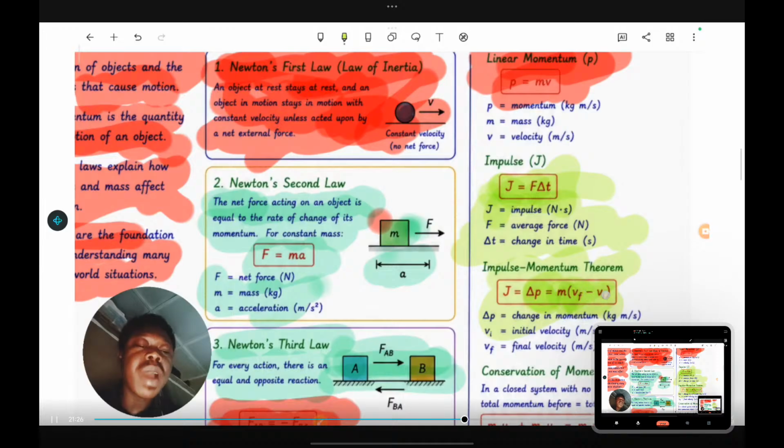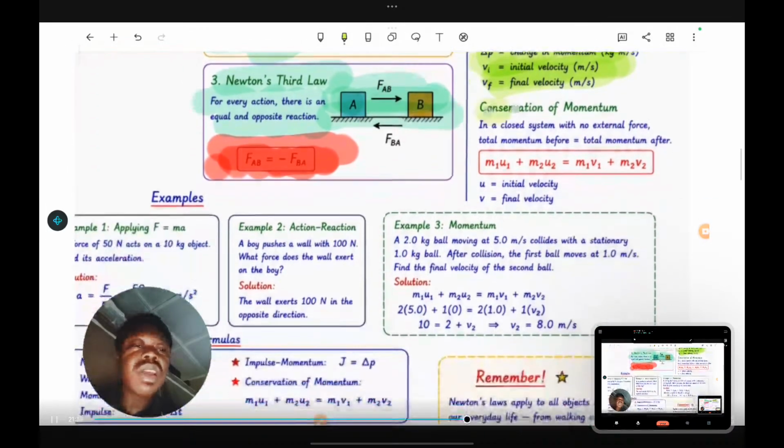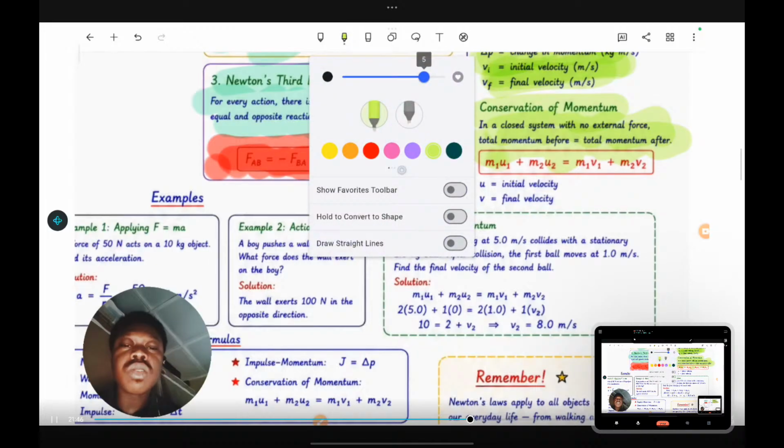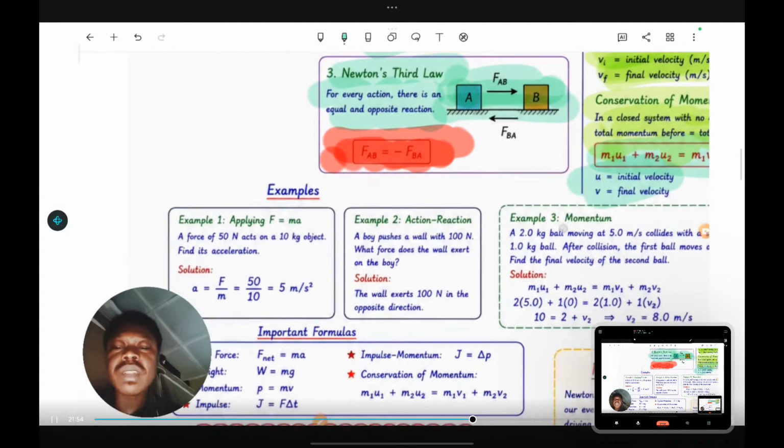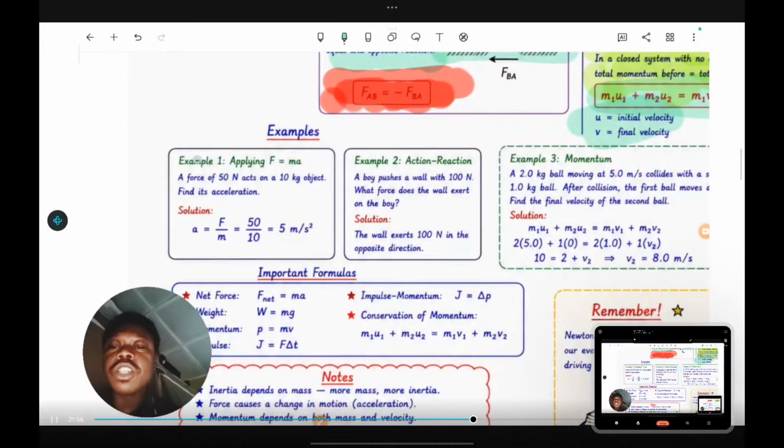It's just like saying v2 minus v1, or you are saying v minus u. Take note of all these explanations and interpretation. Conservation of momentum: in a closed system with no external force, total momentum before collision equals total momentum after collision. So take note of this. Under this, you see how your formulas will be formed, and remember them because they can give you questions from this. Let's look at one question from each.